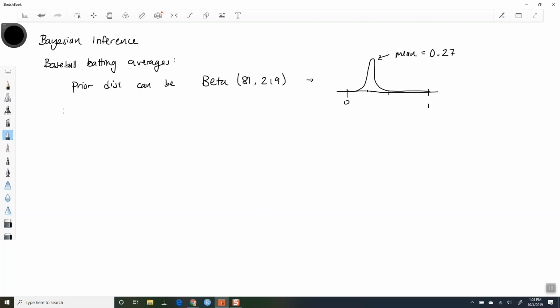And the PDF of the beta 81, 219 is, we'll write f of x is equal to 1 over B(81, 219), which is some crazy number, times x to the 81 minus 1 times 1 minus x to the 219 minus 1. Okay.